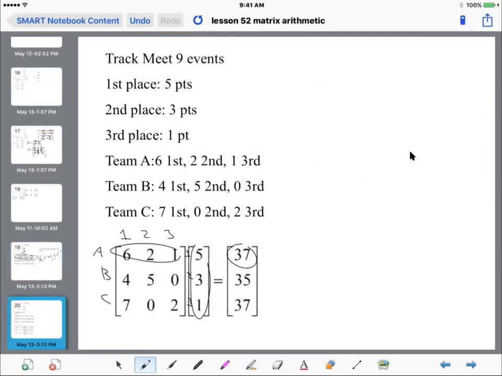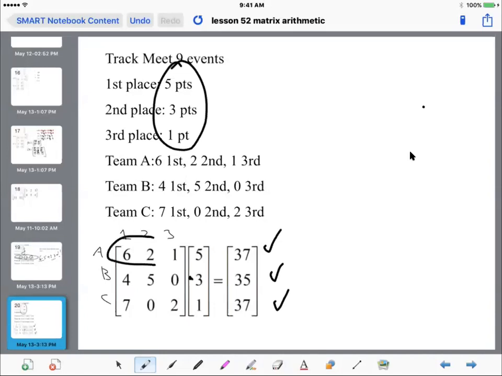So check this out. What I've done here on the bottom is I modeled this by taking the teams, team A, B, and C, and putting their number of first place, second place, and third place finishes into the rows of the matrix. For B, they had 4, 5, and 0, and C had 7, 0, and 2. And then I multiplied by the 5, 3, 1. In doing so, I end up with these 3 answers. With 6, 2, 1 and 5, 3, 1, I'd end up doing exactly that multiplication.